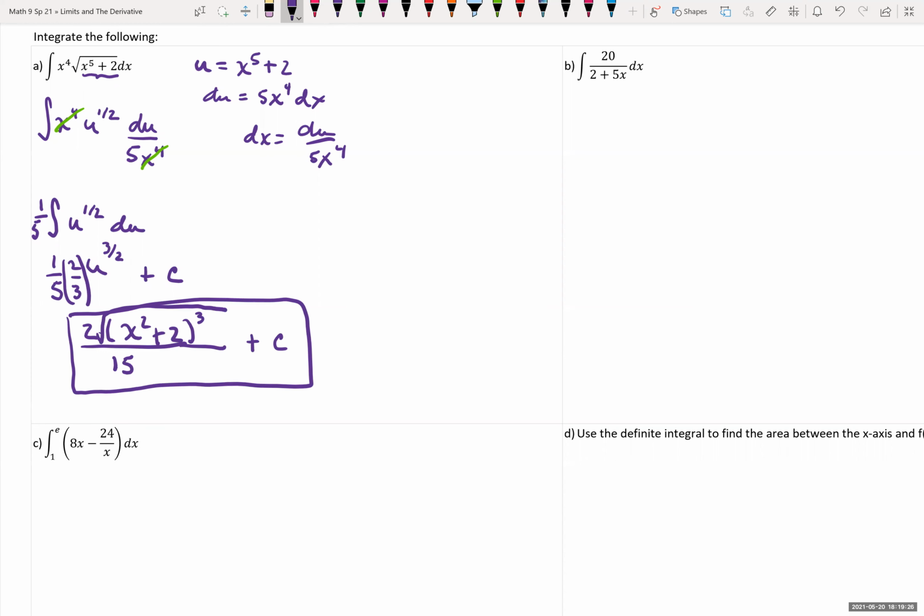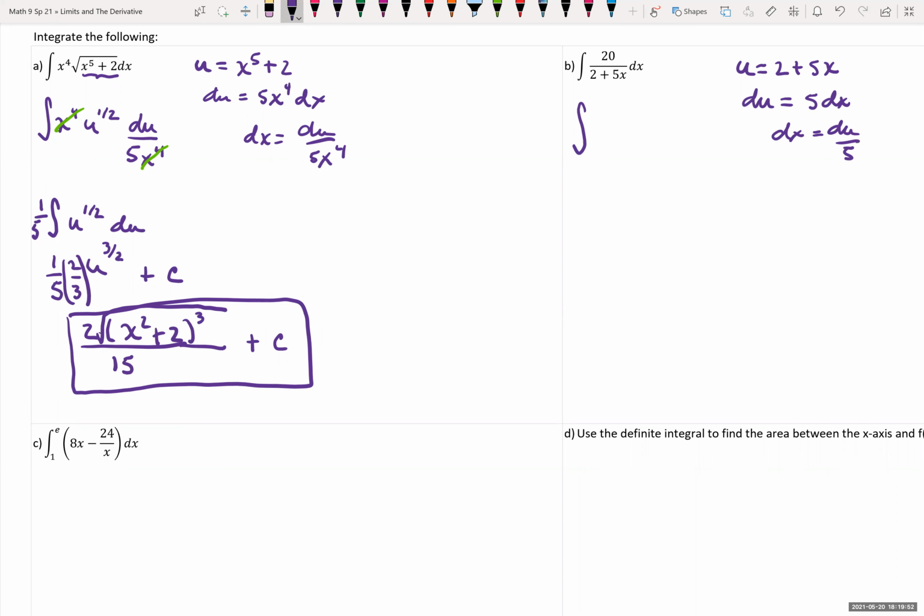So part B, we have 20 all over 2 plus 5x. We don't know how to integrate that. We need to get just one single term in that denominator. So let u be the denominator, 2 plus 5x. Differentiate both sides. We get du is equal to 5 dx. So dx is equal to du over 5.